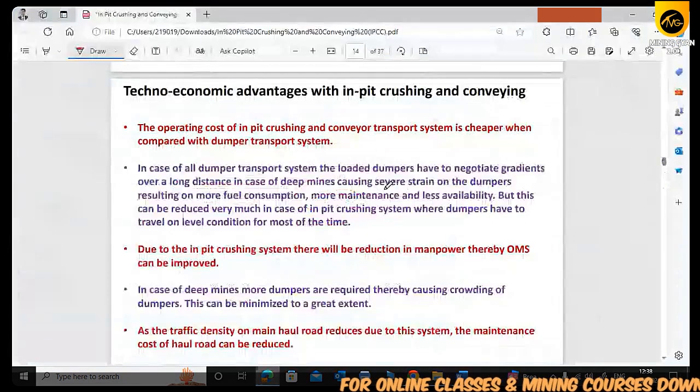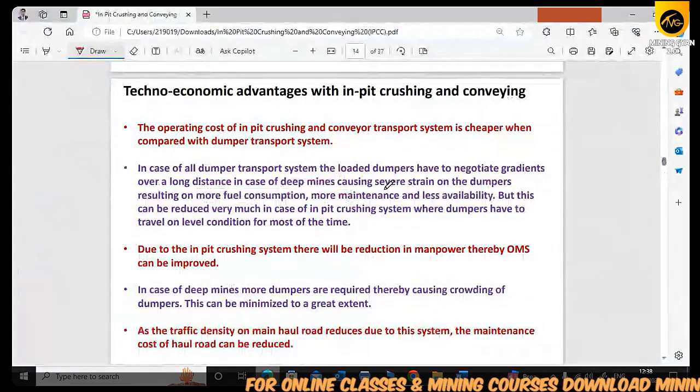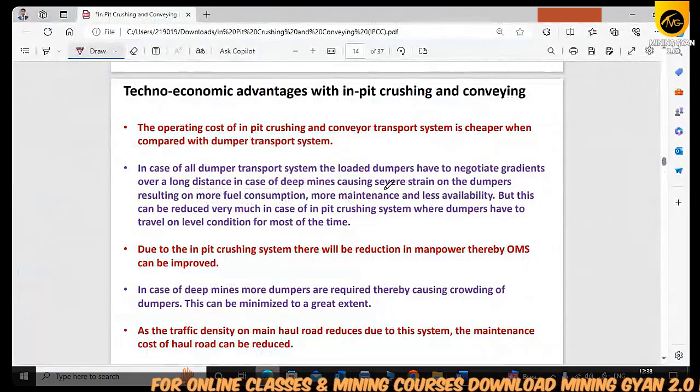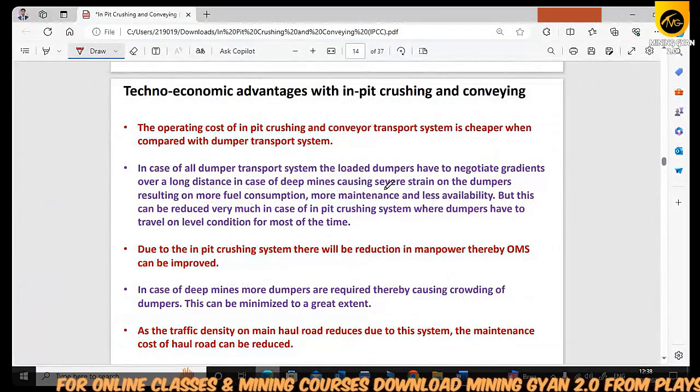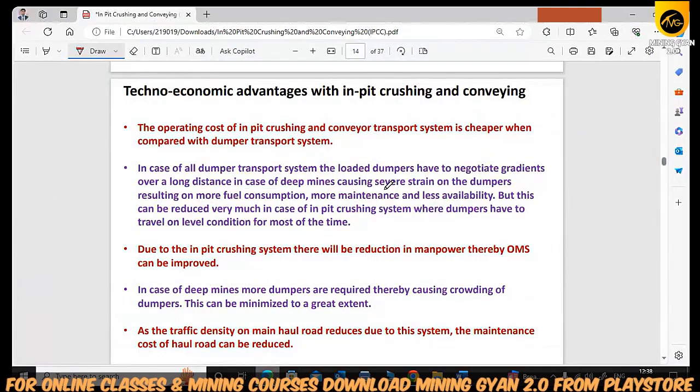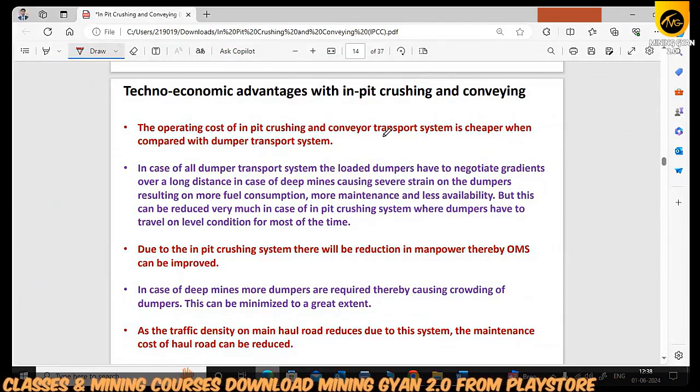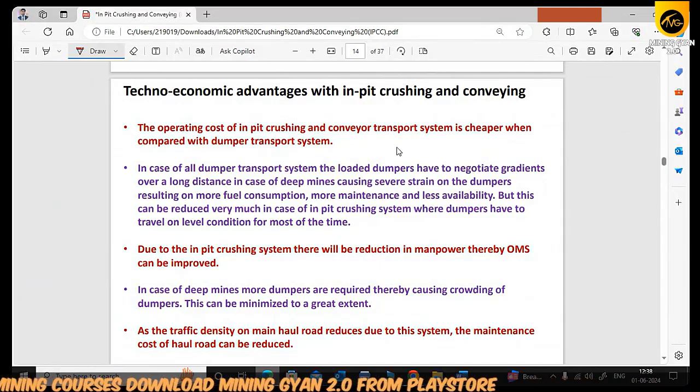Okay, thanks. So we are studying the techno-economical advantage, that is how feasible it is and how economic it is. For example, if the in-pit conveying system is the best method of conveying, then it will also be cheaper than the existing dumper and shovel combinations. So in this slide you understand how economical the in-pit conveying system is. The operating cost of the in-pit conveyor transport system is cheaper compared to the dumper transportation system.